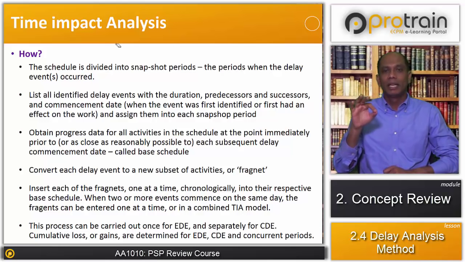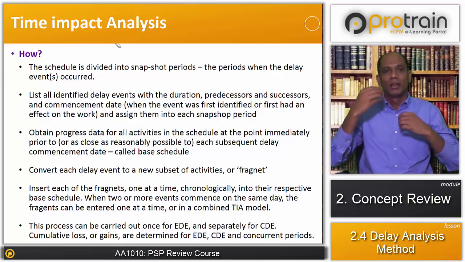Convert each delay event into a new subset of activities as a fragment. Insert each of the fragments one at a time, chronologically, into the respective base schedule. When 2 or more events commence at the same time, the fragments can be entered one at a time or in combination in a TIA model. This process can be carried out once for employer delay events and separately for contractor delay events, and cumulative loss or gain is determined for employer delay events, contractor delay events, and concurrent periods.